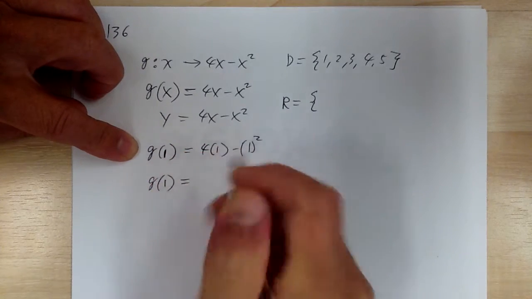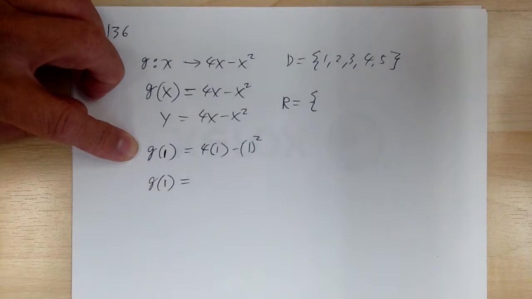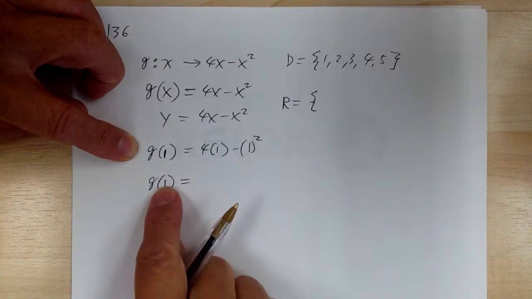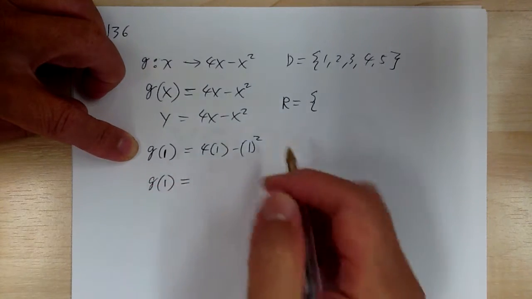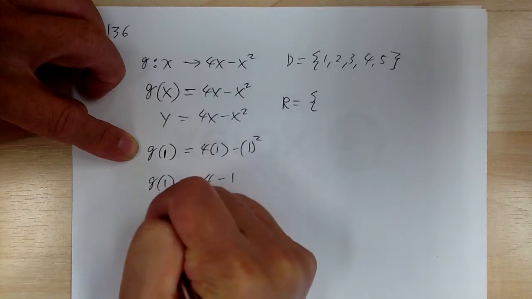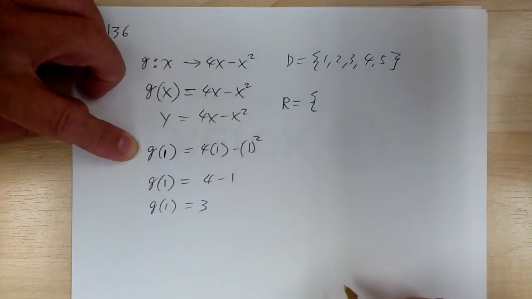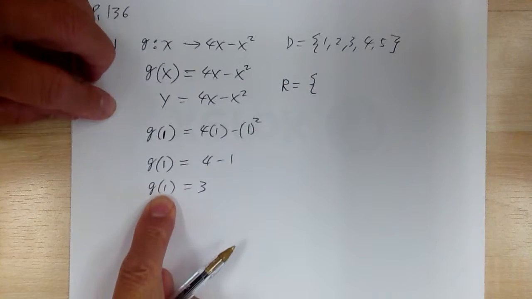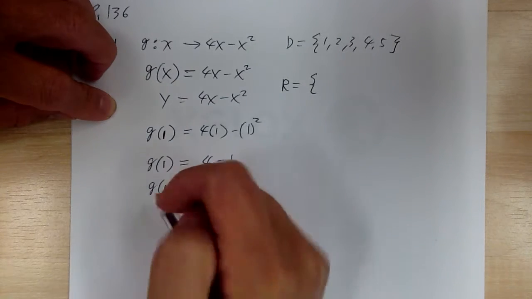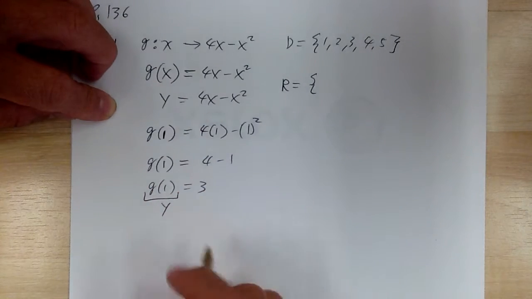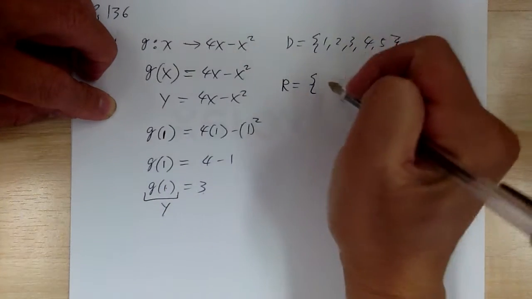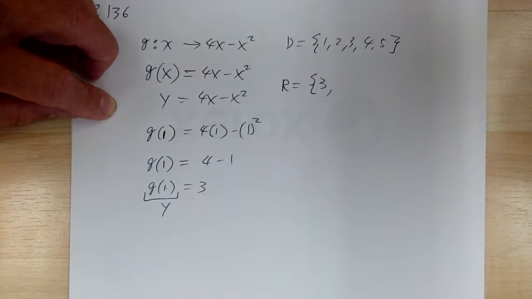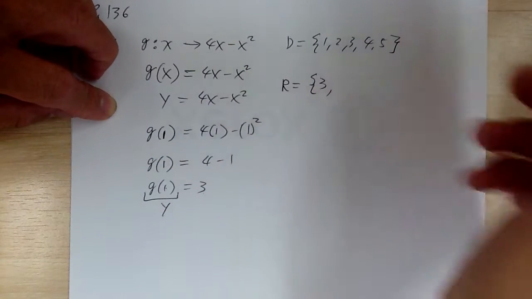So g of 1 means when x equals 1. That's what it means. When x equals 1, y will equal 4 minus 1, so g of 1 will equal 3. When you input 1, you will get 3. Again, when you input x equal to 1, and this is y, then y equals 3. So that's what it means. And you just do the same thing for the rest of them.